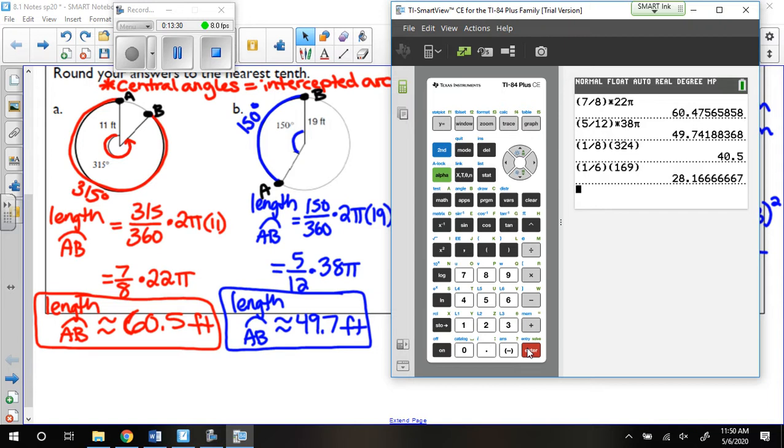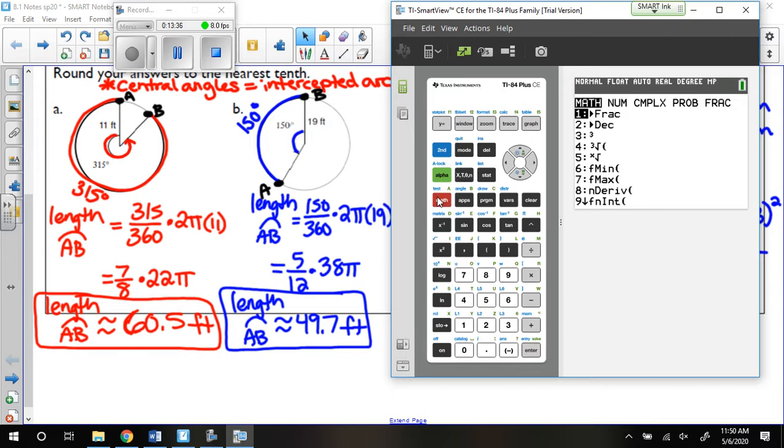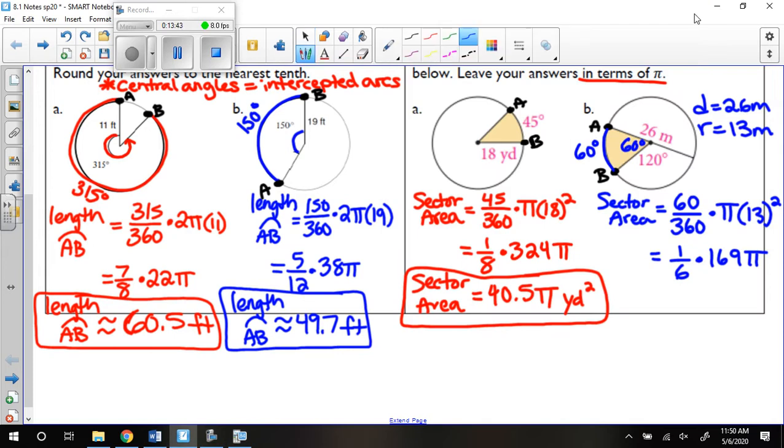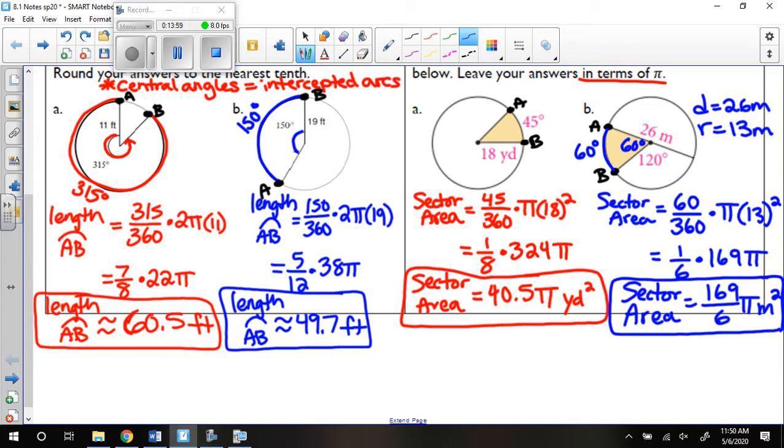Now that's not a pretty decimal. It's not 0.5, 0.25. It's weird. So I'm going to hit math, enter, enter, change it to a fraction, and I'm going to use that. So 169 over 6, easy enough. So our sector area is 169 over 6 pi, and then our units for this picture would be meters squared. Yet again, squared because it's area.